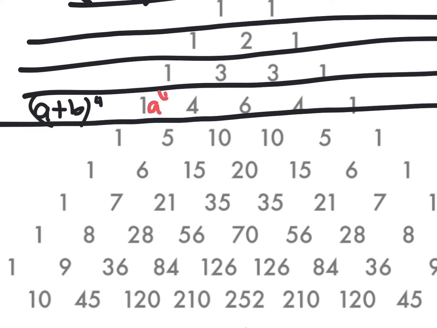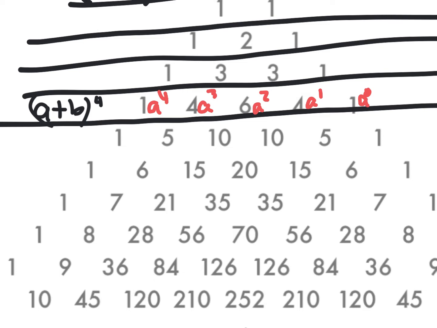A to the 4th. What do you think I'm going to do next? A to the 3rd. A to the 2nd. A to the 1st. A to the 0. Do you really have to do that? No. After a while, you'll get to be like, oh, I don't need that. And then we can go the other way.